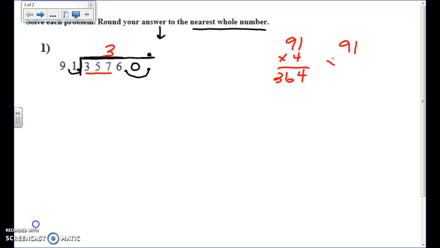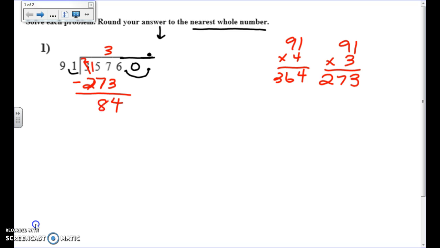So I better figure out what 91 times 3 is. 273. I'm going to subtract 273. And this is very similar to what we were doing yesterday with whole numbers. In fact, it's exactly the same process.